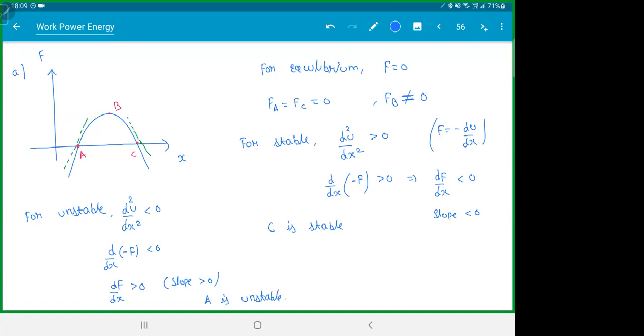Clear, everyone? So the first point was stable and unstable, right? You need to check at what points the force is 0. And then from there you proceed.